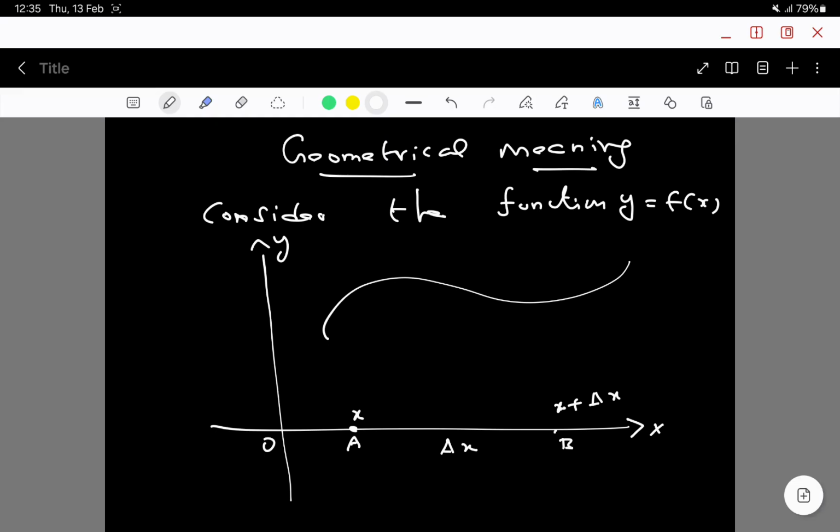Now we have to plot these points on the curve. At the point x, the coordinate is x comma f of x. At x, the function value is f of x. Similarly, I take the other point as D. This coordinate is x plus delta x and f of x plus delta x. Join these two points.